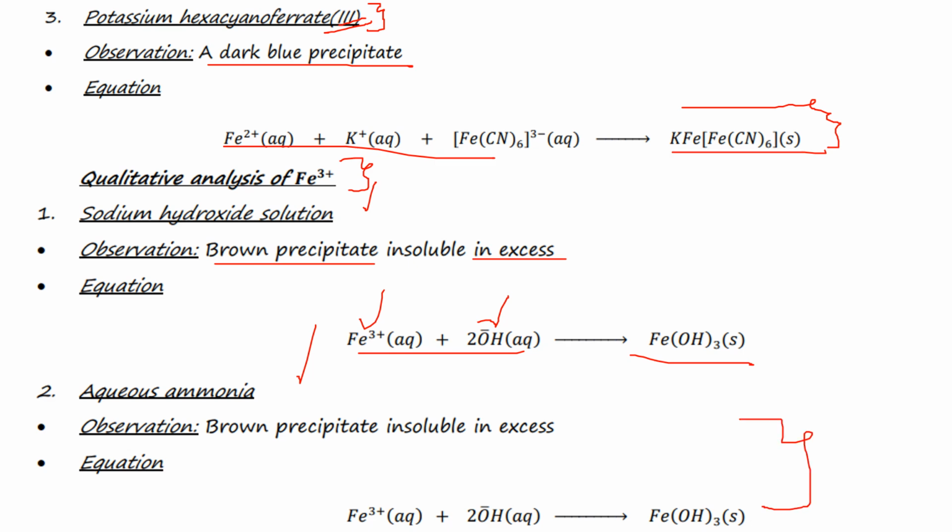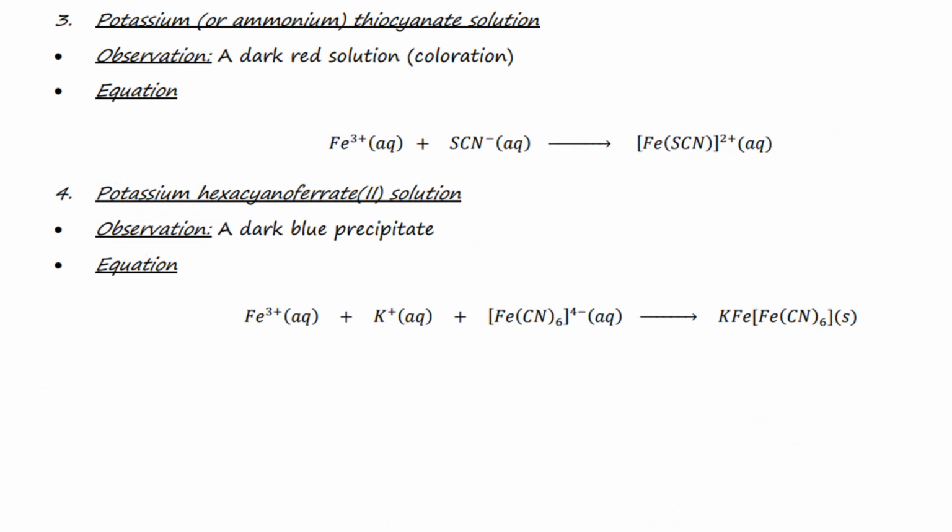Now let's go straight to the confirmatory reagent. The confirmatory reagent is either potassium hexacyanoferrate 2 solution or potassium thiocyanate solution. But usually we consider this one. For iron 2, remember that I told you they vary by oxidation, but they have the same names. For iron 2, we used hexacyanoferrate 3. For iron 3, we used hexacyanoferrate 2 solution. And they all give us the same observation, which is a dark blue precipitate. And the equation is as follows, forming a complex which is a dark blue precipitate.